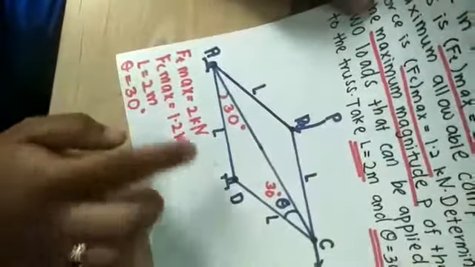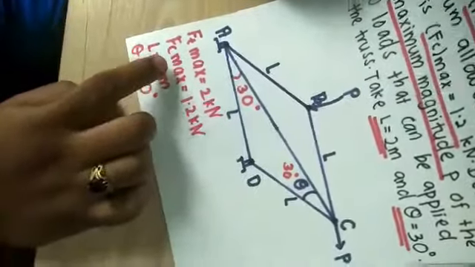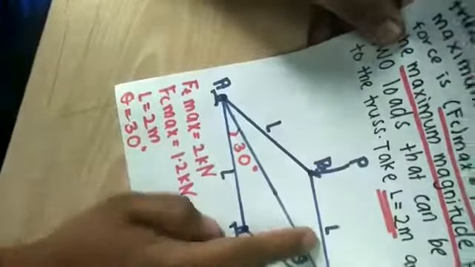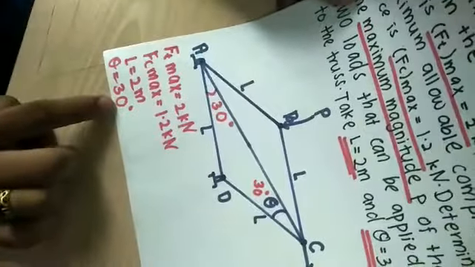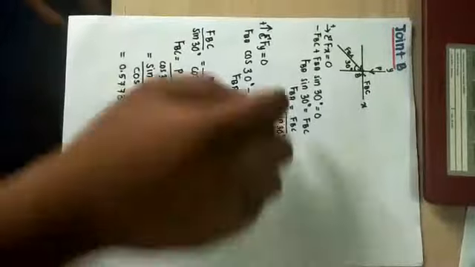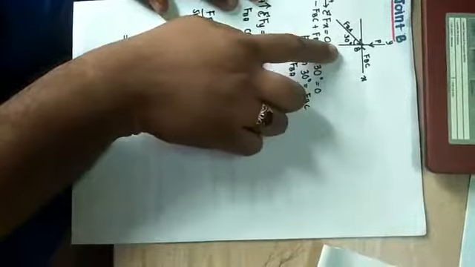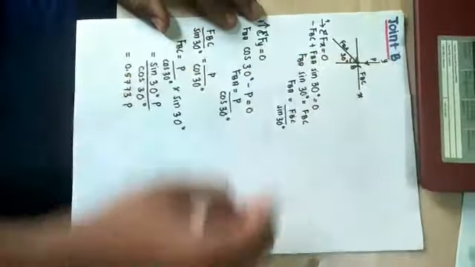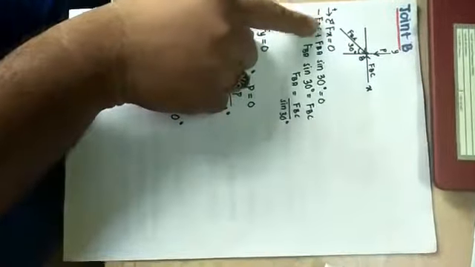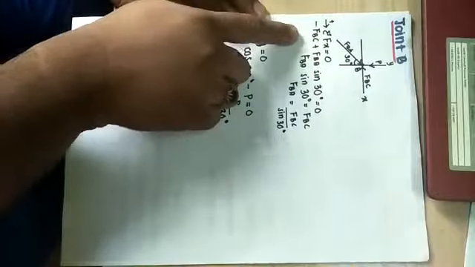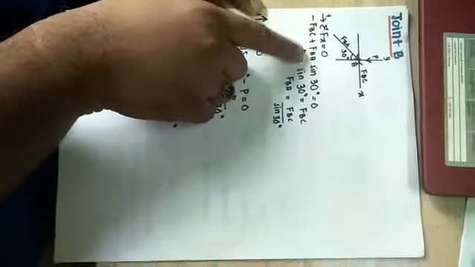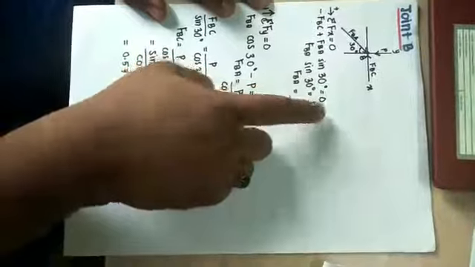So the maximum tension force is 2 kN and the maximum compressive force is 1.2 kN. L is 2 meters and theta is 30 degrees. So at joint B, here's the free body diagram at joint B. The summation of x is equal to 0. So negative FBC plus FBA sine 30 is equal to 0.